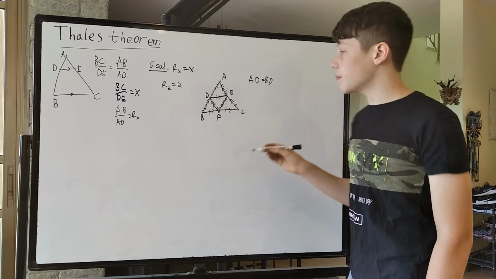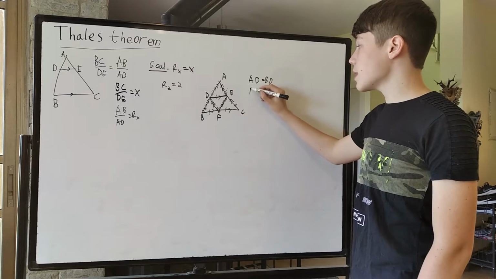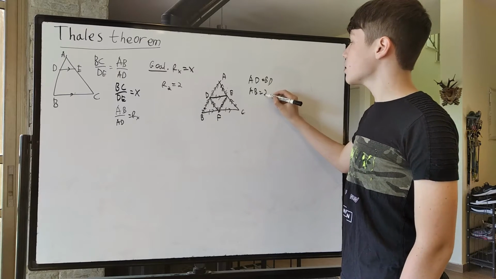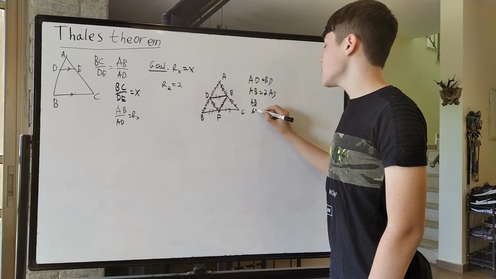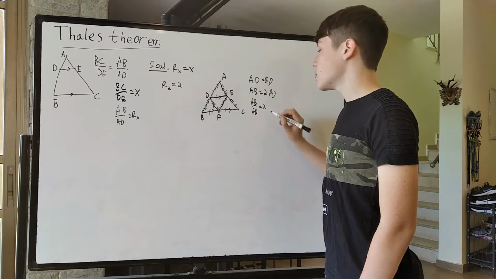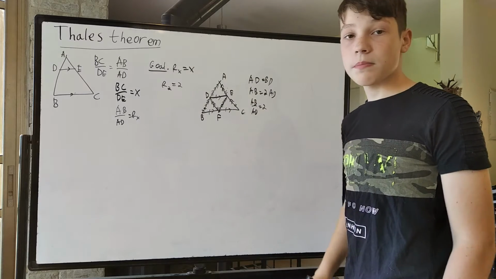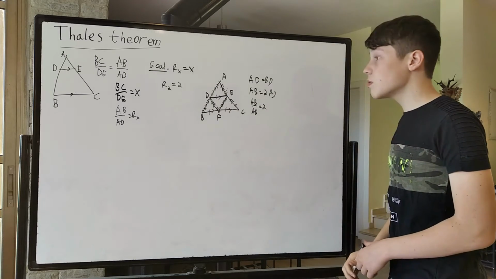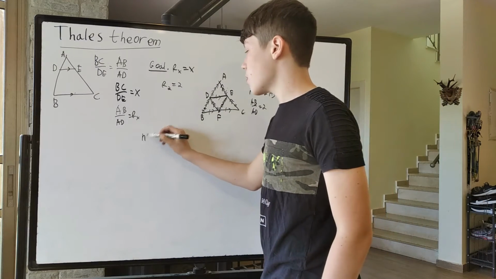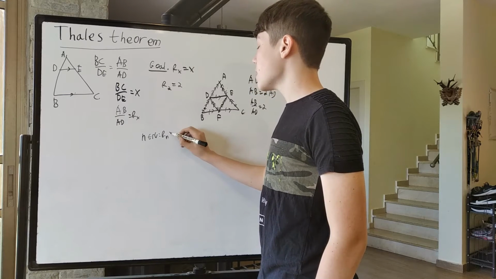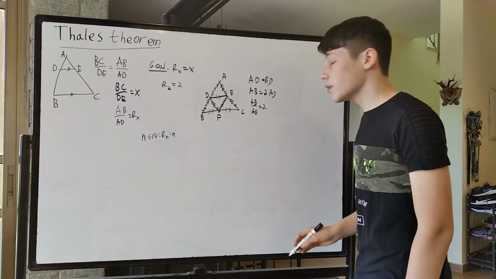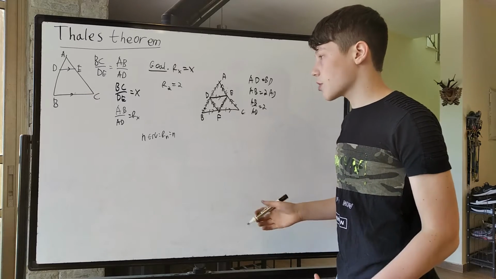So AD plus BD, which is AB, is equal to twice AD. So AB over AD is 2. And we proved this statement. So R(2) is equal to 2. Now let's show for all n that are natural numbers, R(n) is equal to n. So we're going to do this with induction.